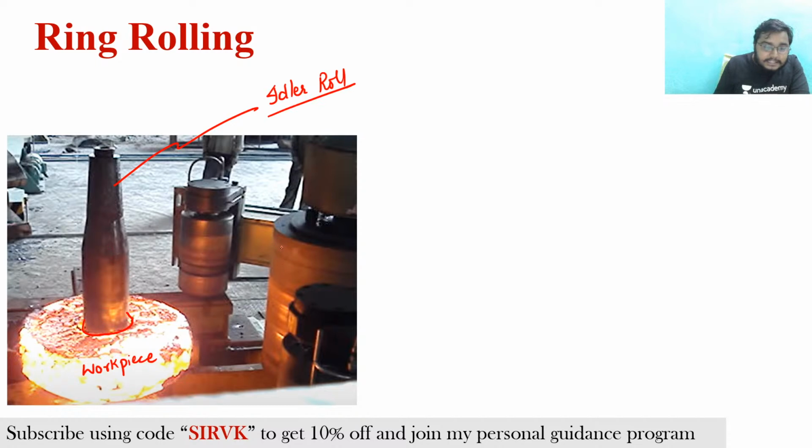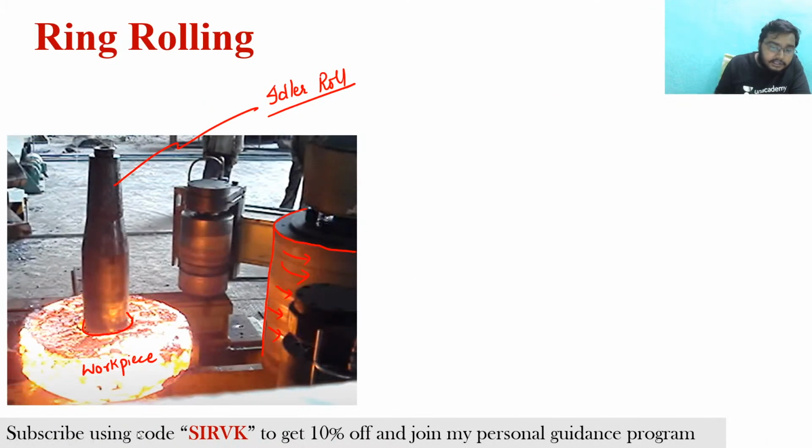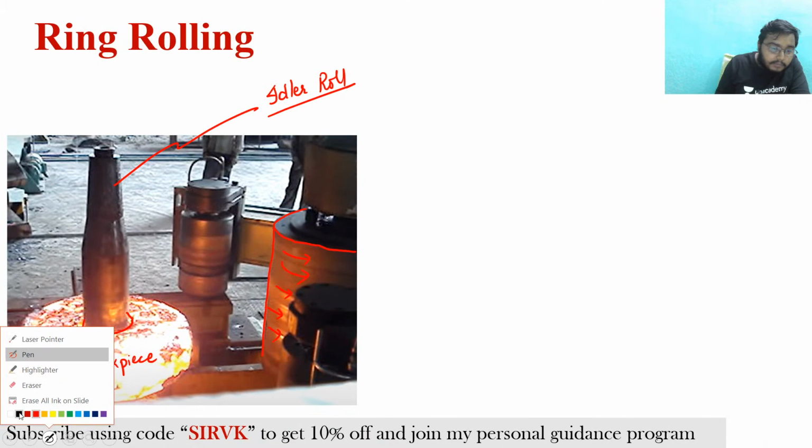And what is this? You can see here, this is another roll. See here, this roll is rotating in this direction. Fine, this roll is rotating in this direction. So what is this roll? This is a driving roll. See, what is the driving roll? So this is the drive roll. Fine, so let me write it here. This is the drive roll.